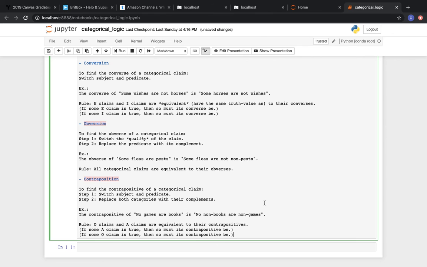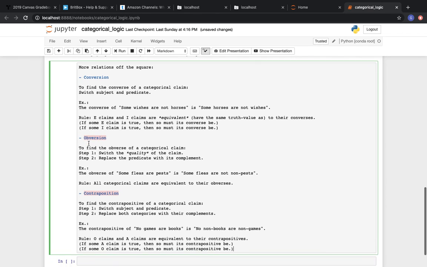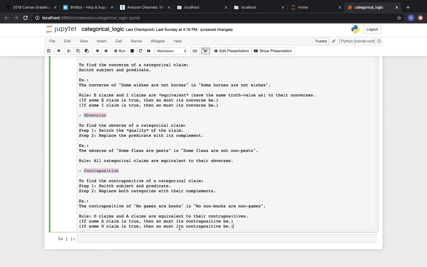Okay, so again, the thing to remember here is that it's the opposite of what's true for converses. With converses, we have E and I claims being equivalent to their converses, A and O claims not being equivalent. And with contraposition, it's just the reverse. A and O claims are equivalent to their contrapositives, E and I claims are not.